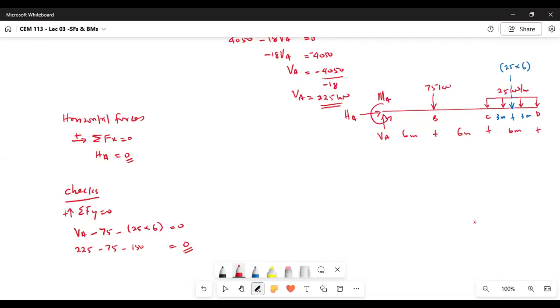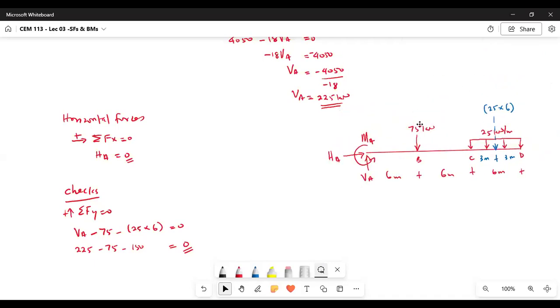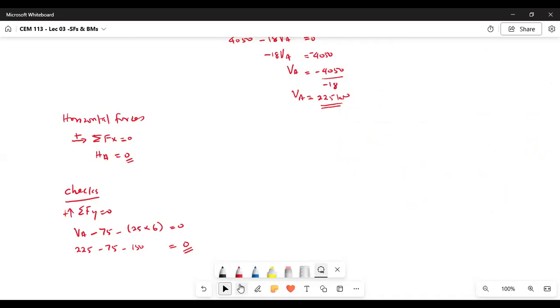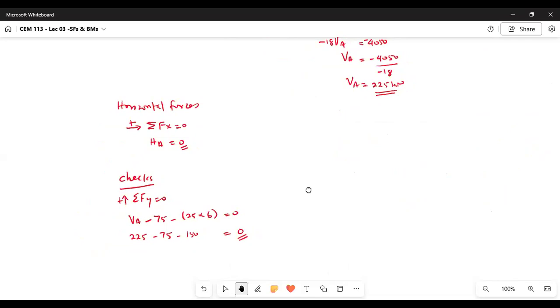So check. Okay? Once you get 0, it means that you are right. And as I indicated in a previous class, you must always get 0. If you get any figure other than 0, it means that your reactions are not correct. And you need to quickly go through, cross-check and see where the mistakes are for your corrections to be done, okay?